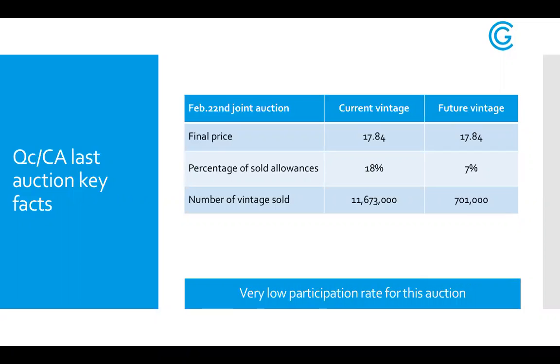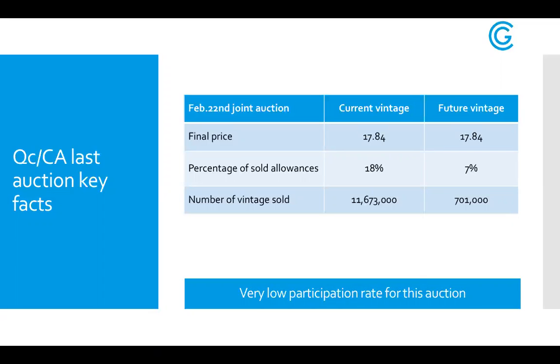Now we want to look at some of the key results from the last auction that occurred on February 22nd on the carbon market, the joint market of Quebec and California. As in most of the recent auctions, the final price that the allowances were sold at was the reserve price of $17.84 Canadian dollars. But one of the most important facts from that auction is that we've seen a very low participation from different participants to the cap and trade, which resulted in a very low percentage of all the allowances available being sold. So really only 18% of the current vintage allowances available were sold at that auction, and even less for the future vintage.